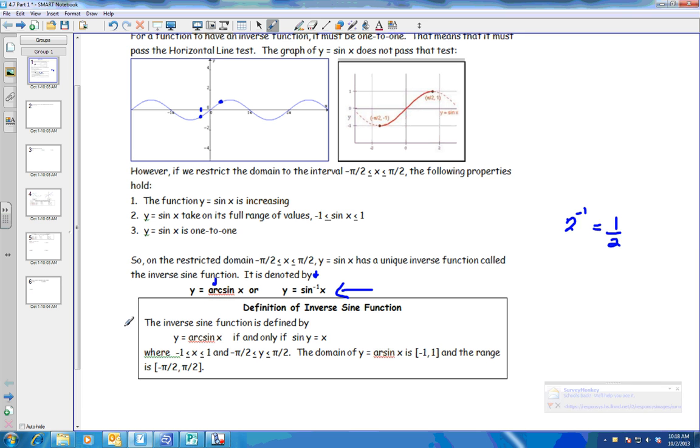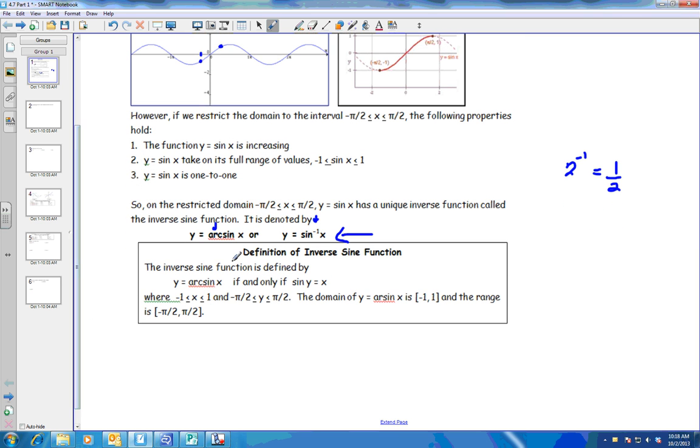So let's look at the definition of the inverse sine function. The inverse sine function is defined by y equals arc sine x if and only if sine y equals x, where x is between negative 1 and 1, and y is between negative pi over 2 and pi over 2. And if you remember, the reason those are different is because when we have inverses, we switch our x's and y's. The domain of arc sine is negative 1 to 1, and the range goes from negative pi over 2 to pi over 2.